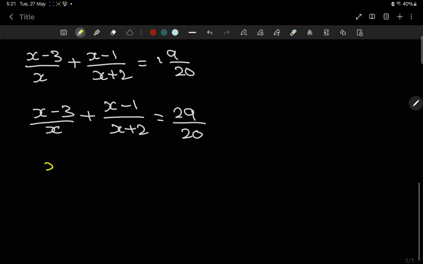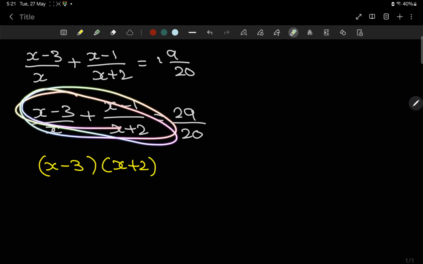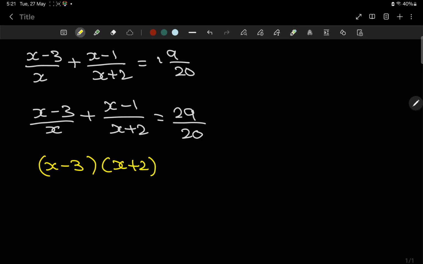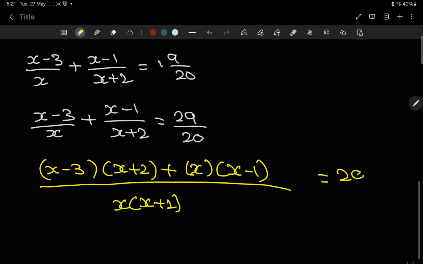So x minus 3 into x plus 2, we have now multiplied this diagonal. Now we have to add it, plus we have to multiply this diagonal: x into x minus 1, over the product of the two denominators, x into x plus 2, which is equal to 29 by 20.